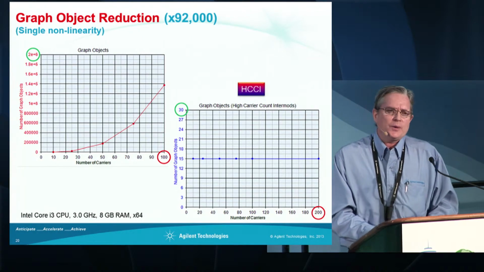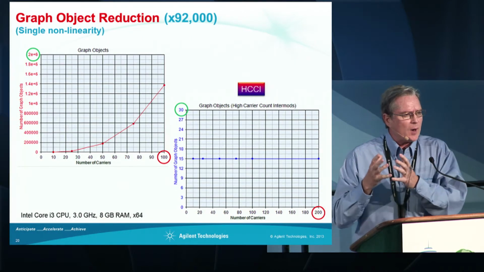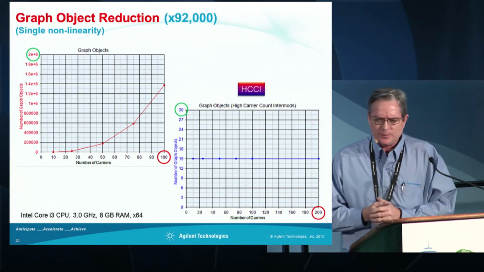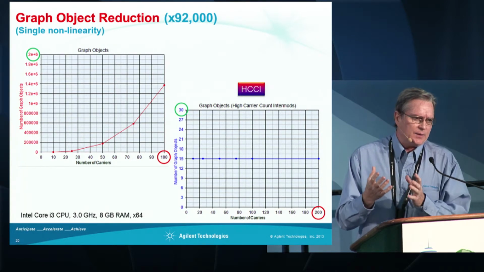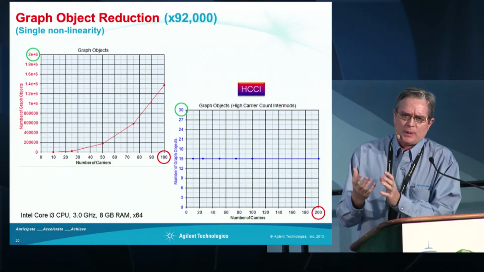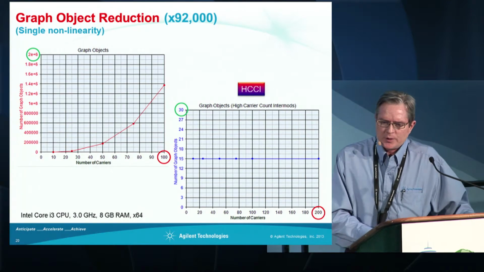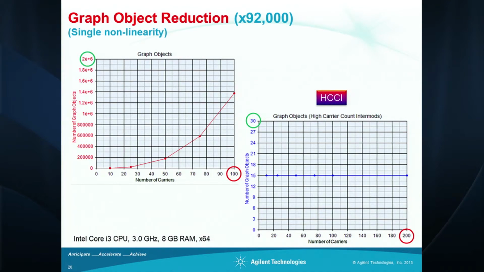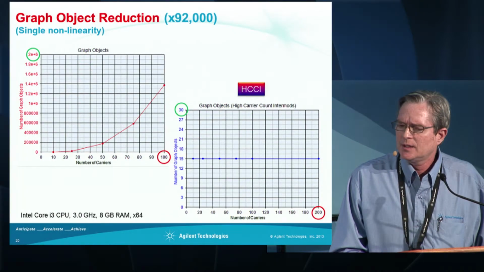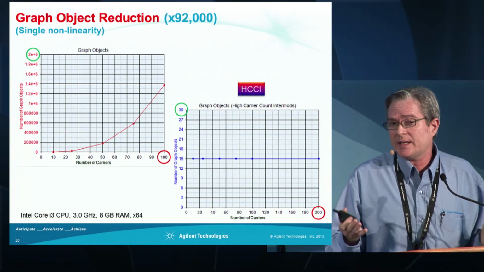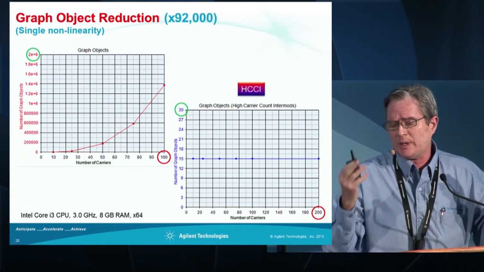Also, you have to display these intermods on a graph, and you've got to manage them. So this is the number of graph objects that you have to manage and display on a graph. You can see that it's way over 1 million for 100 carriers, and it's constant in the high carrier count intermod case, because we're just simulating the same number of groups, and we're just displaying the same groups.